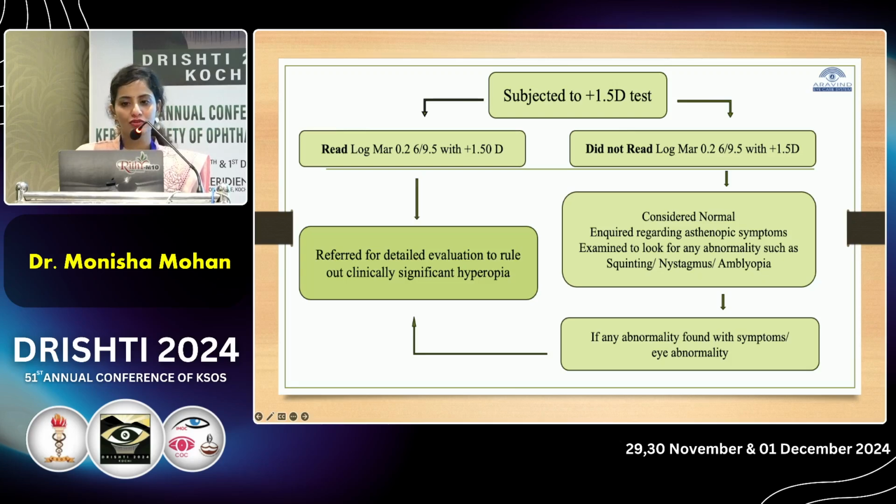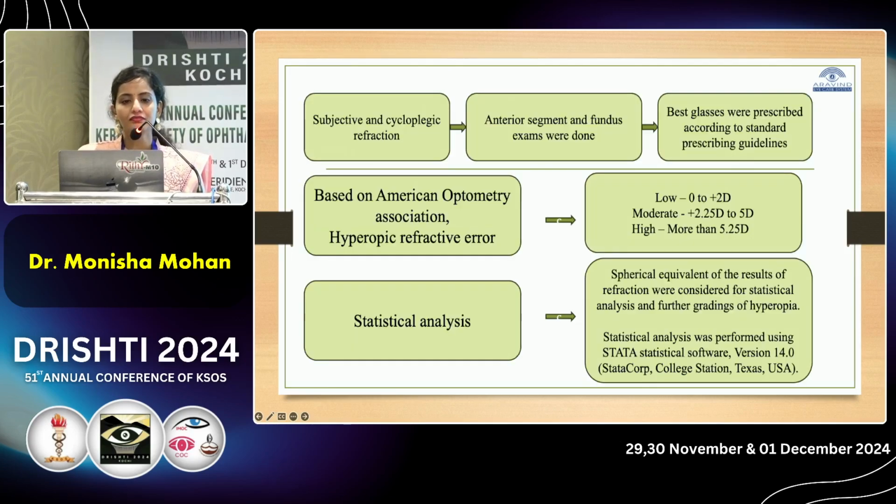Those students who did not read logMAR 0.2 with 1.5 diopters were considered normal and inquired regarding asthenopic symptoms. Also, all the patients were evaluated for any abnormality such as squinting, nystagmus, amblyopia and other issues. If any such abnormality was found, they were referred for detailed evaluation. Post that, subjective and cycloplegic refraction, anterior segment and fundus examinations were done and the best glasses were prescribed according to standard prescribing guidelines.